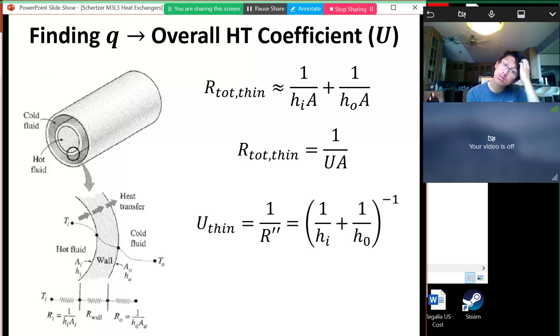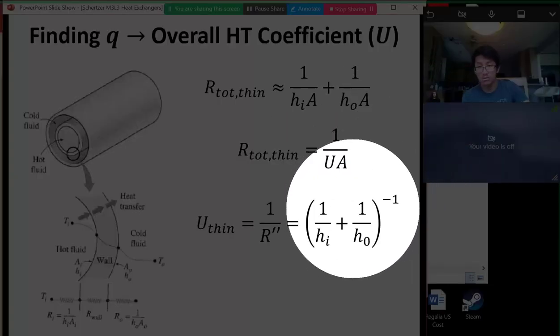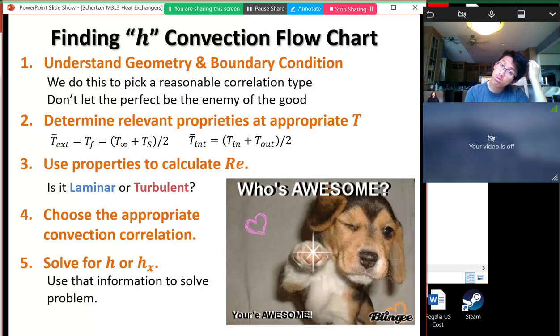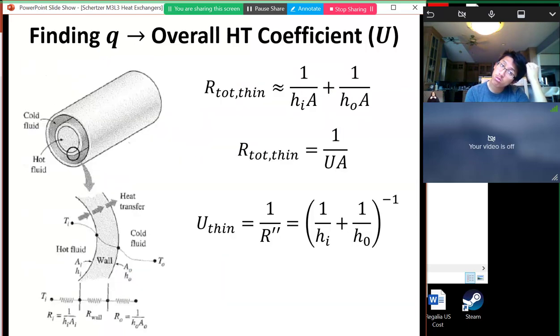So here, this U is an effective heat transfer coefficient, and we can define that as 1 over R double prime. Or if we add up the, well, follow this equation, right? Because there's two different reciprocals in there. But if we do that, then we'll get an effective heat transfer coefficient, or U. Right? So this is great if we're given H in and H out.